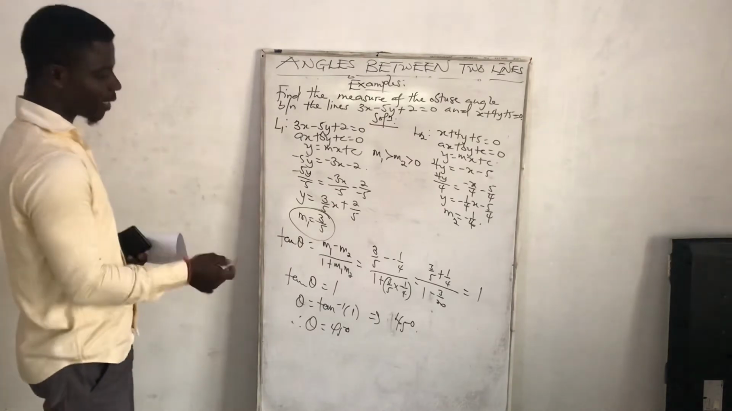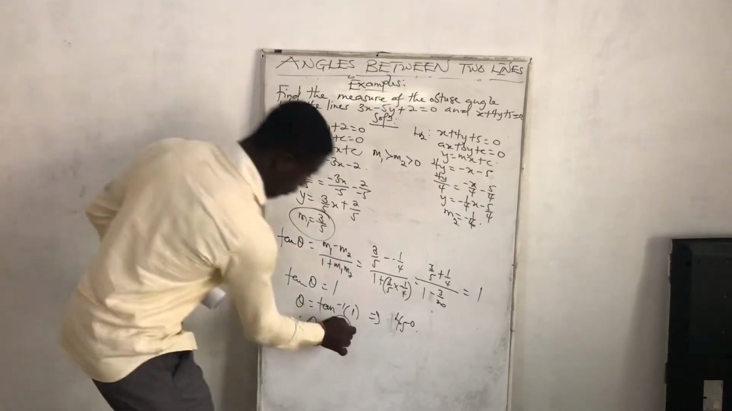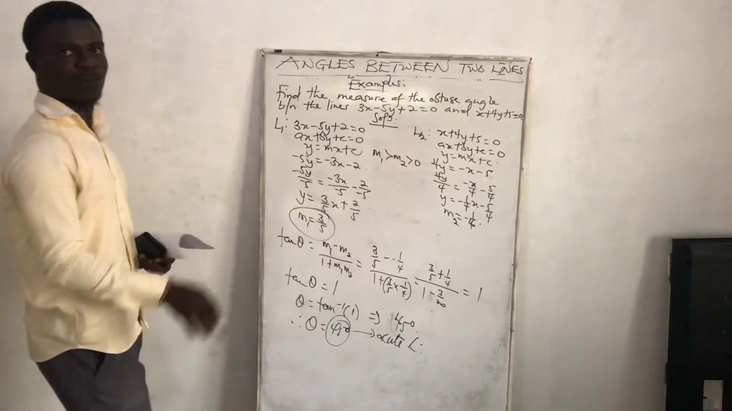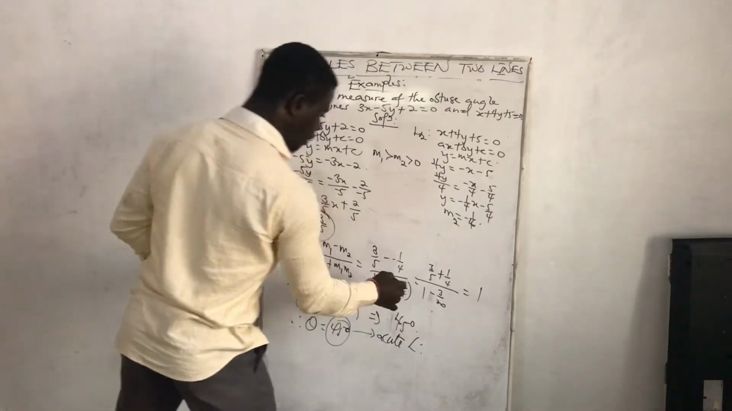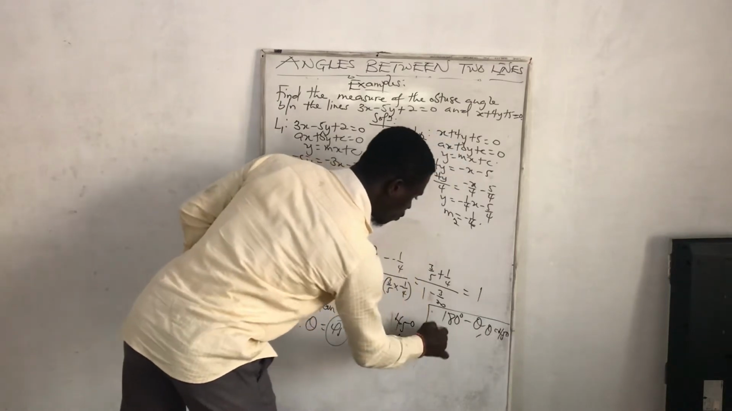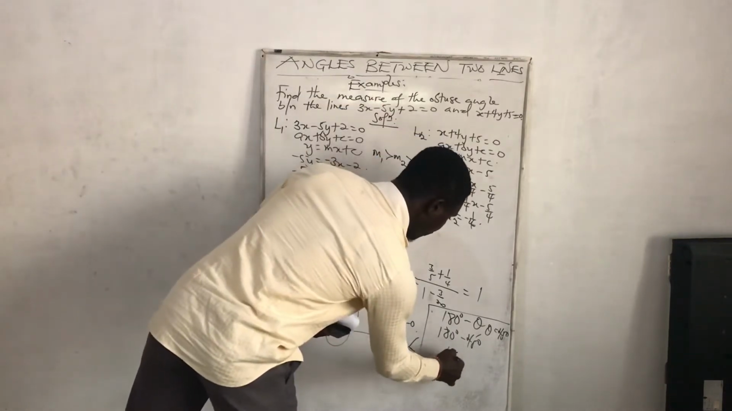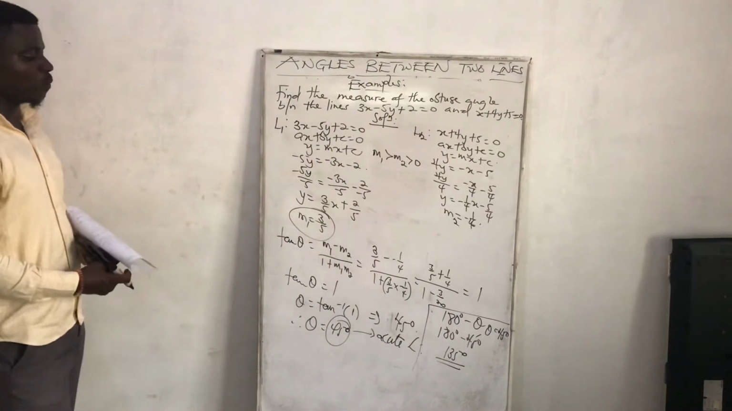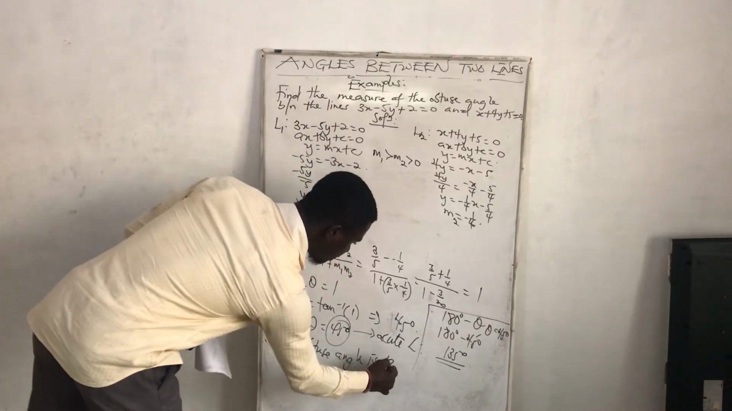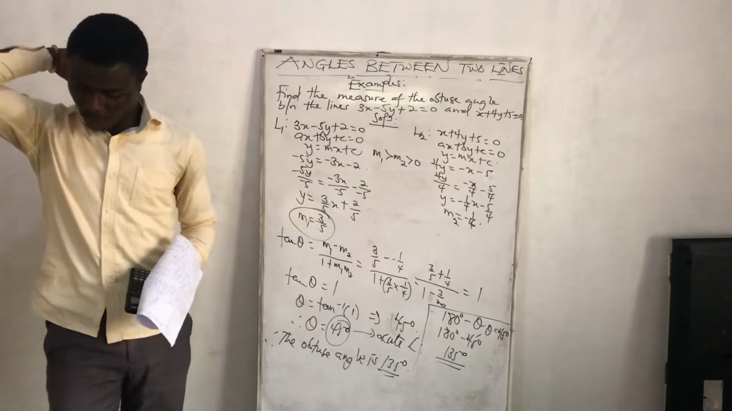Now, they said we should find the obtuse angle. This one is less than 90 degrees because it's an acute angle, but we want obtuse. Obtuse is greater than 90 but less than 180. So we have to subtract. The obtuse angle must be 180 degrees minus theta, where theta is 45 degrees. So 180 degrees minus 45 degrees is 135 degrees. Therefore, the obtuse angle is 135 degrees. We can see that this angle is greater than 90 but less than 180. So kindly watch it carefully.